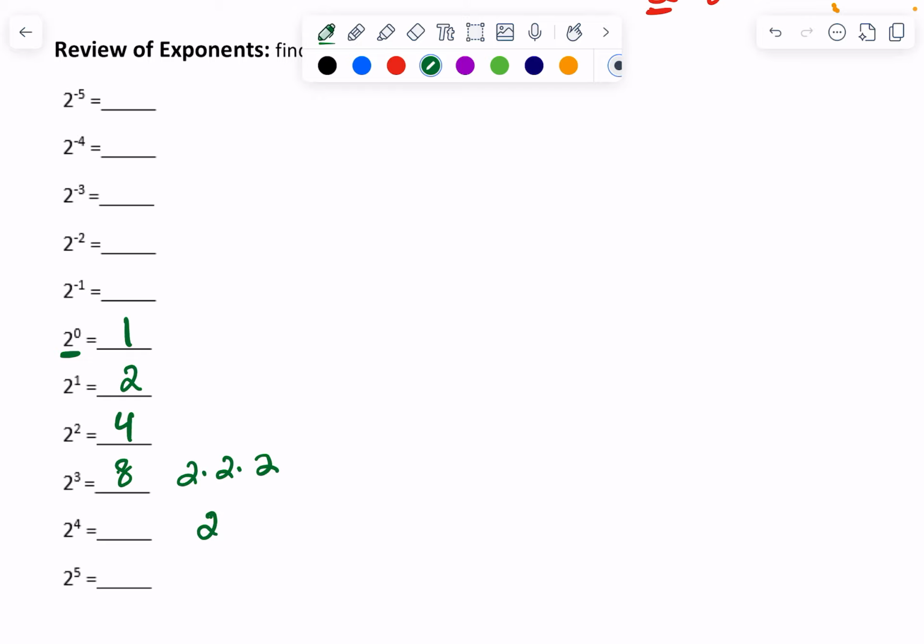2 to the power of 4, if you're not sure, we can break this down. We already know what 2 to the power of 3 is. We just multiply that by 2. So 8 times 2 is going to be 16. So this is the fourth 2. So our answer for this is 16.